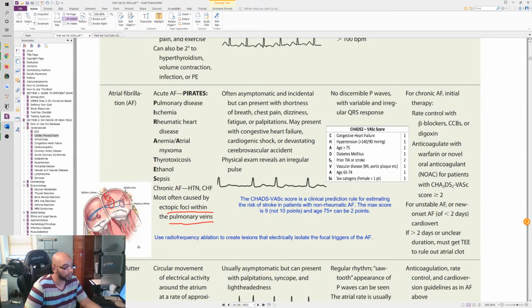So you have your 4 pulmonary veins here, right? And in this image, what you're seeing is they're using an ablation catheter to ablate the various places that this is occurring in near the pulmonary vein.